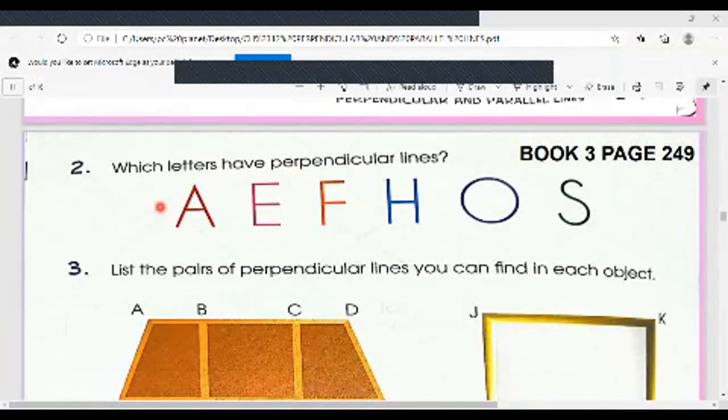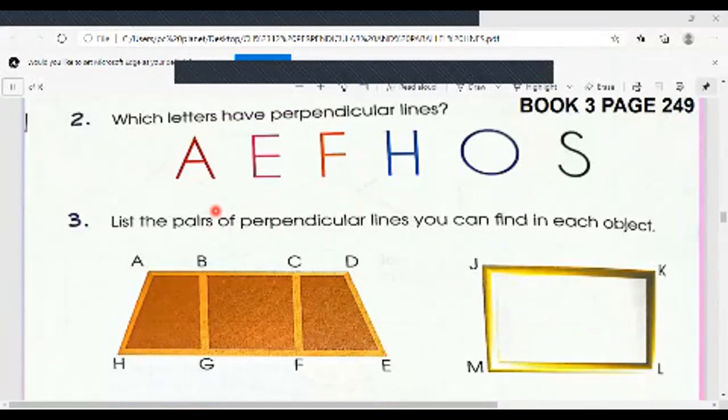So look at this letter A. Look at this letter A, my students. Can you see any perpendicular line in this figure, in this letter? Can you see it? No. There are angles in this letter A, but there are no perpendicular lines in this letter A. So there is no perpendicular line in letter A.